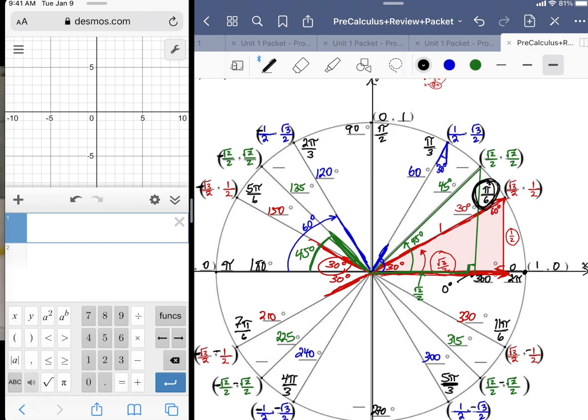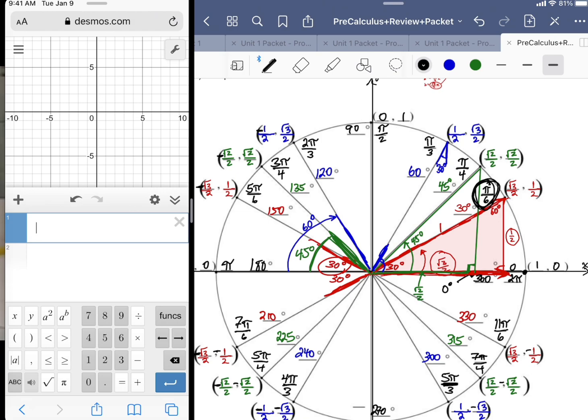So we know 90 is pi over 2. 45 is half of 90. So half of pi over 2, pi over 4. 135 is 3 times 45. So 3 pi over 4. All right, 225 is actually 5 times pi over 4. And 315 is 7 times pi over 4.